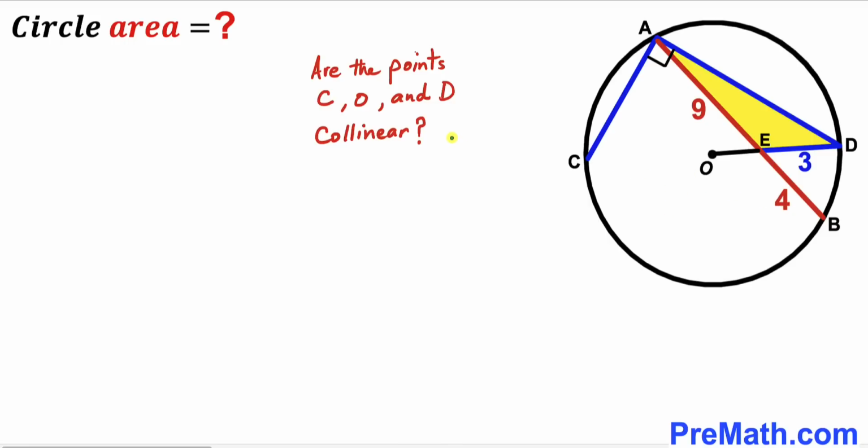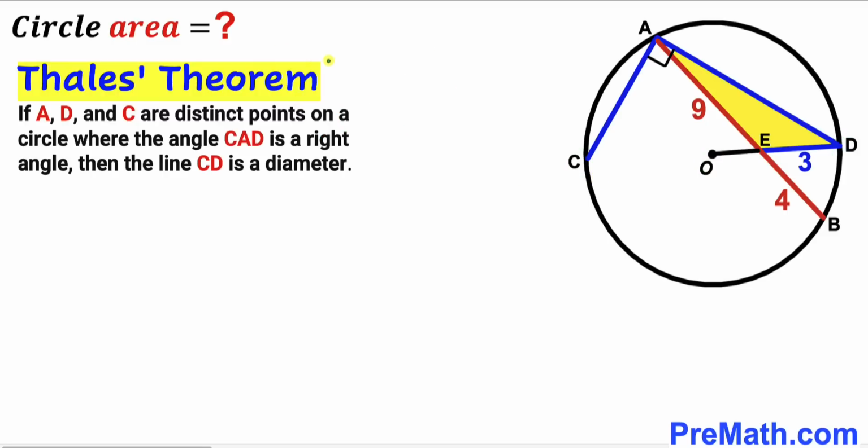Here's our alternative option. We are going to see whether the points C, this center O, and this point D are collinear. In other words, do they lie on the very same straight line? So we are going to recall Thales' theorem. According to this theorem, if A, D, and C are three distinct points on the same circle, with angle CAD being a right angle, in other words 90 degrees, then the line CD is going to be our diameter.